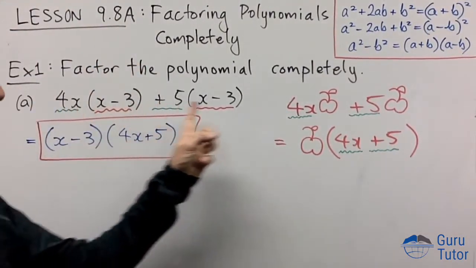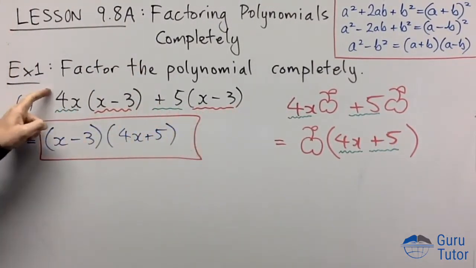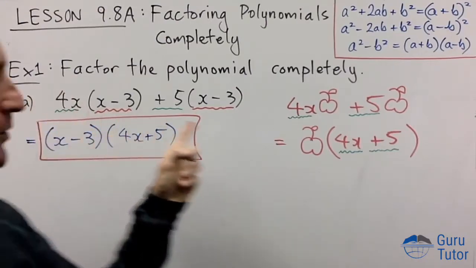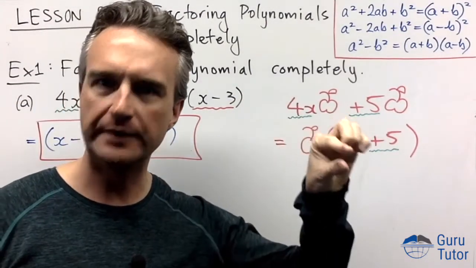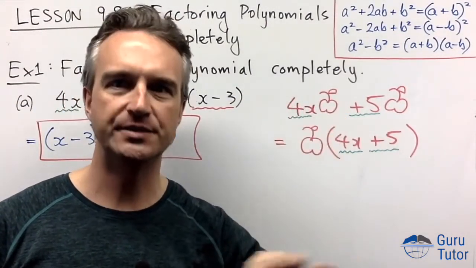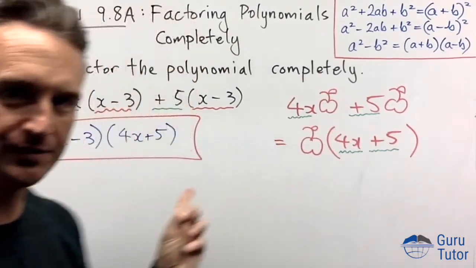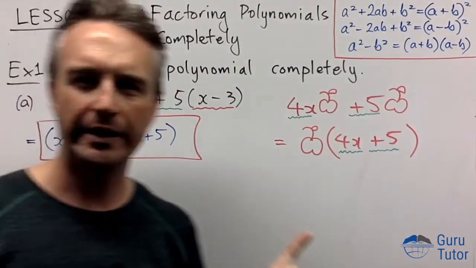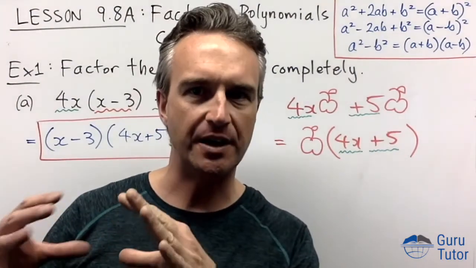If I was going to expand that out, like do the distributive property here, I would end up with 4 terms, right? 4 terms. Whenever you see 4 terms and the question says factor the polynomial, you're going to use this. Let's try one where you don't already have those brackets there to start with. You've got to figure it out by yourself.